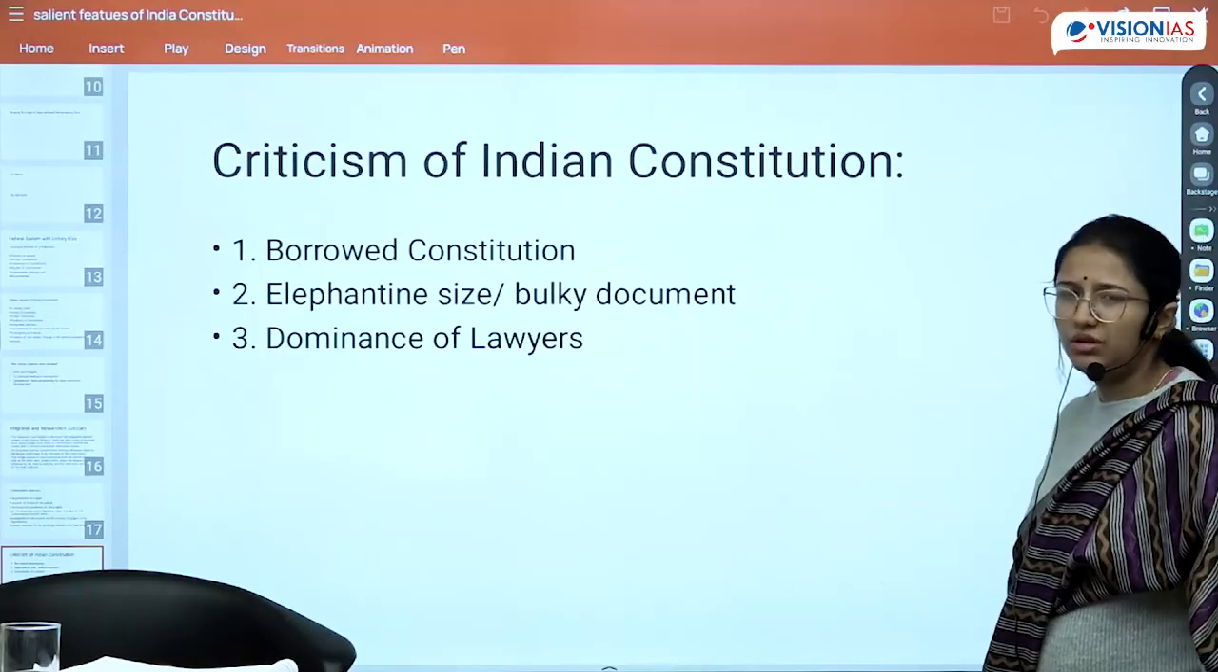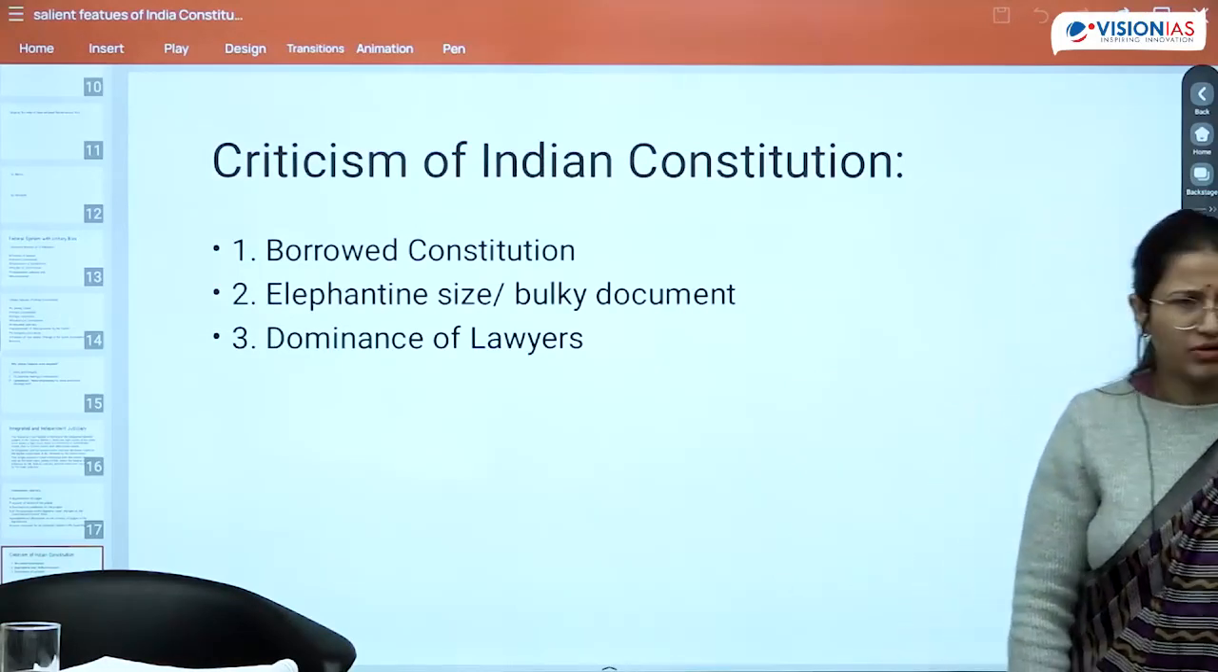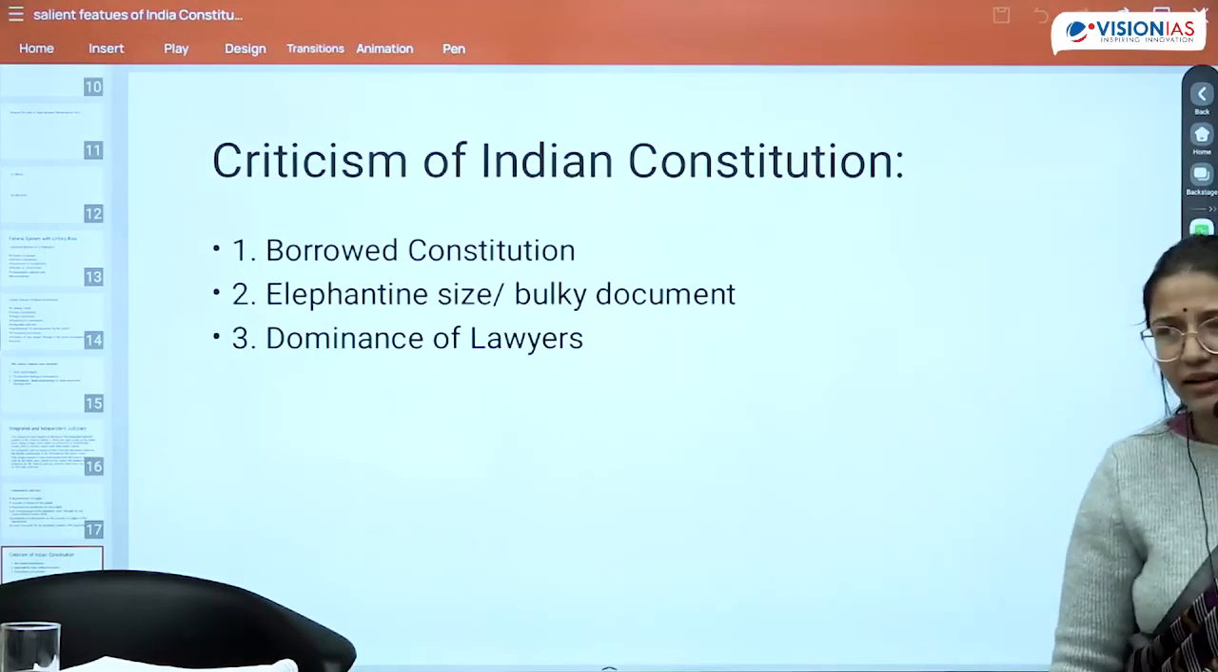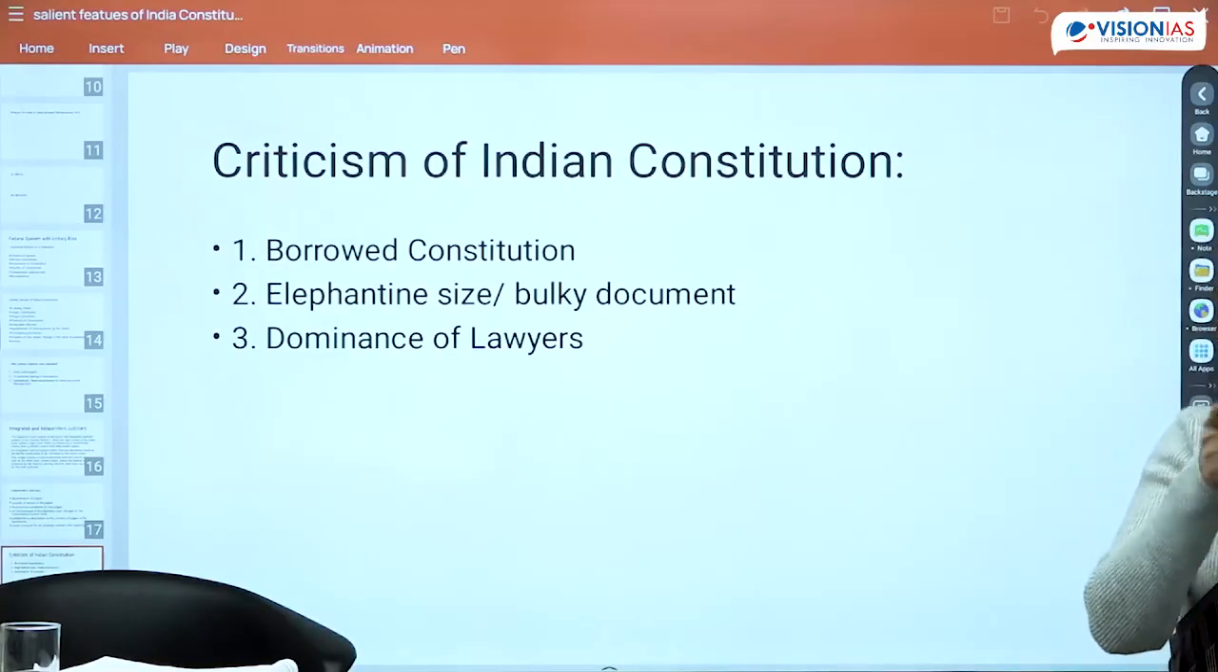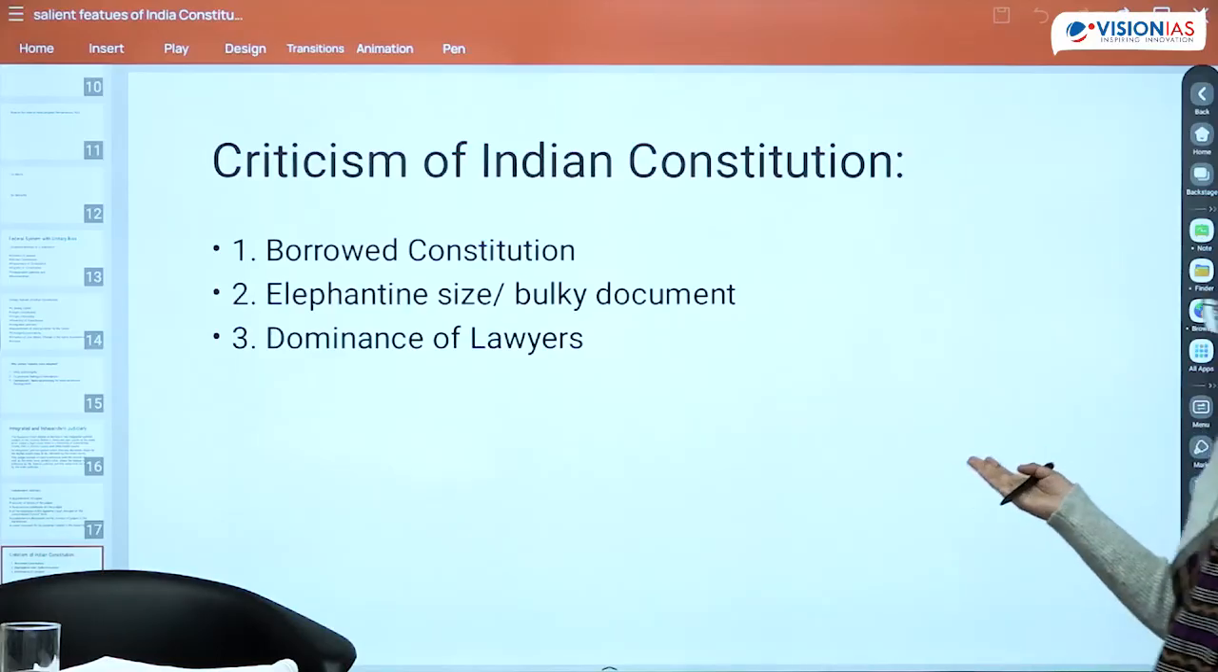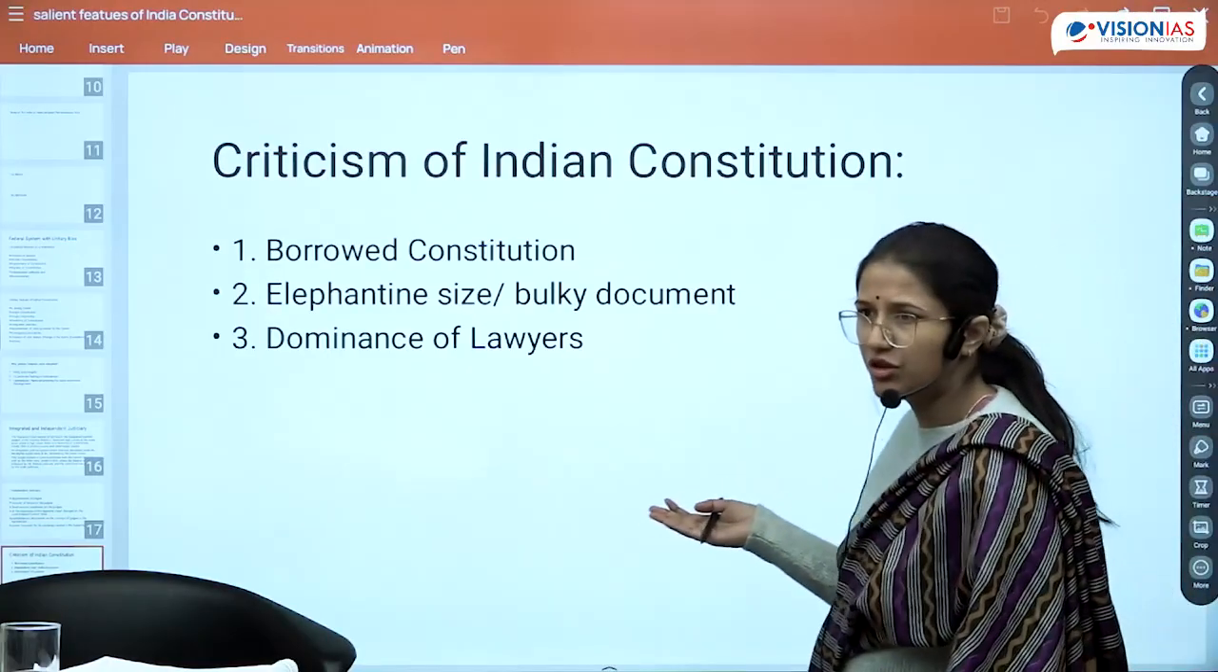Then also there is the fact that there was a dominance of lawyers. The Constituent Assembly might have been representative of the various sections of society in terms of community and gender, but when it comes to profession, it was dominated by lawyers. Yes, so these are some popular common criticisms against the Indian Constitution.